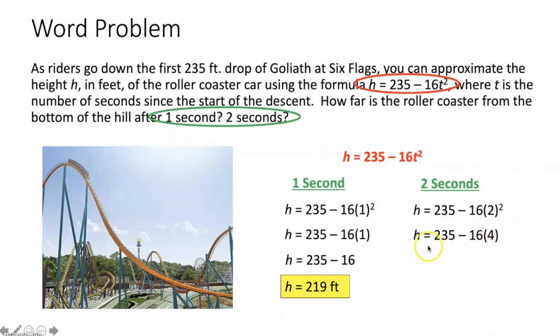Next, we multiply or divide from left to right. No multiplication or division over here, but there is multiplication over here. We have negative 16 times positive 4. So anytime you multiply two numbers together that have different signs, your answer should be negative. So negative 16 times positive 4 is going to be negative 64. We then add or subtract, and there is subtraction here. So 235 minus 64, we know how to subtract two positive numbers. We end up getting h, or the height of the roller coaster, after 2 seconds is going to be 171 feet.